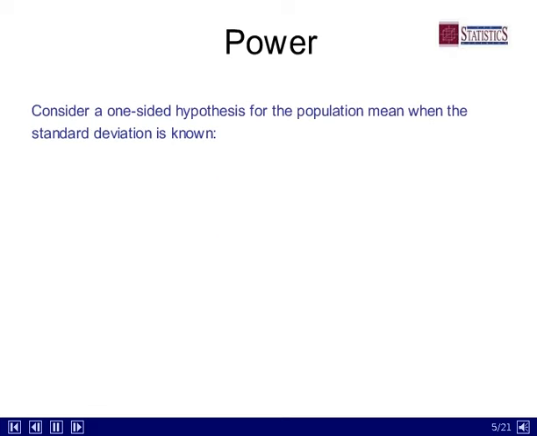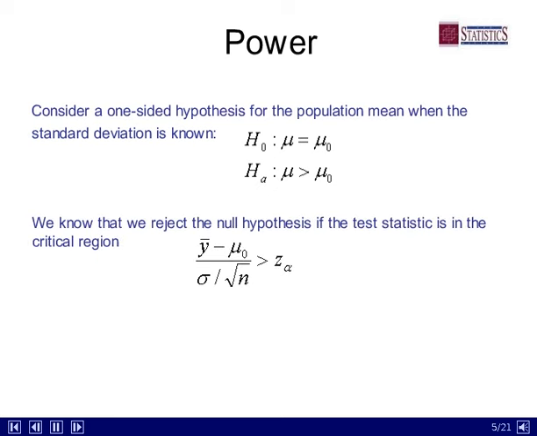Consider a one-sided hypothesis test for the population mean when the standard deviation is known. So in particular, we're going to look at a greater than test, okay, and we're going to assume that we know the standard deviation to start with. Okay, so we know sigma, we're doing a greater than test.